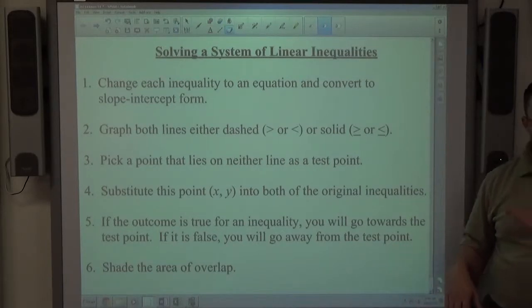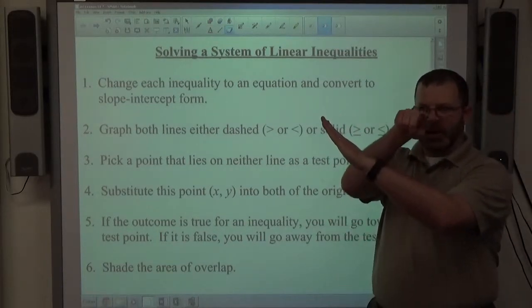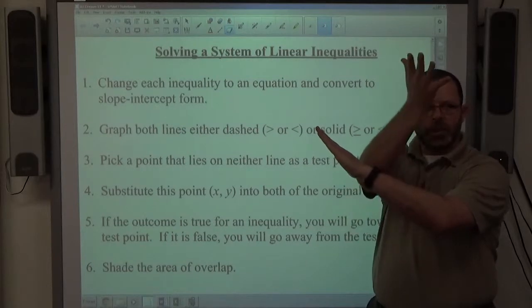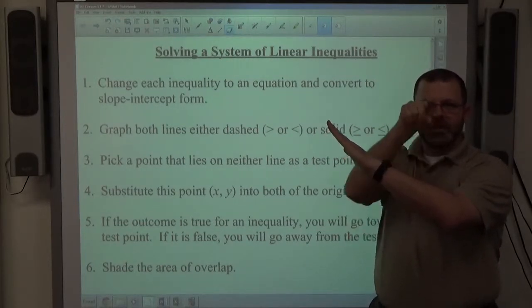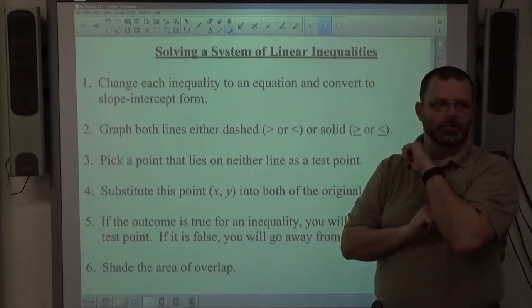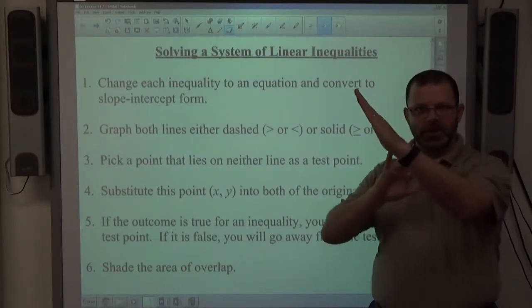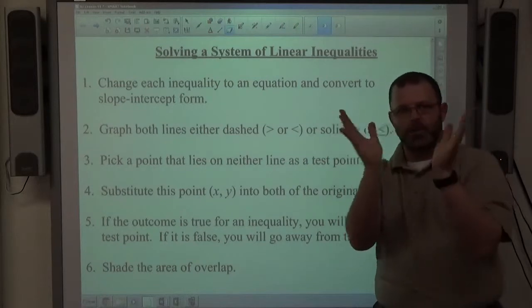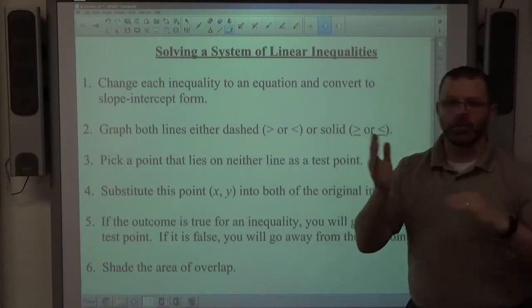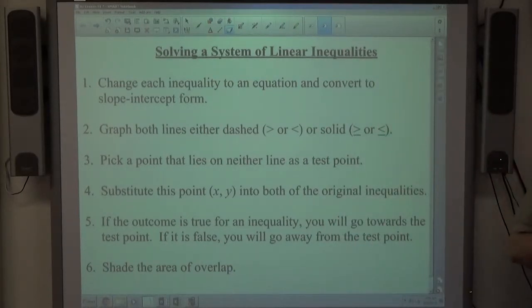So if this is my line and this point is my test point, which is true, I would shade towards the test point. If this is false, I would shade away from the test point. And if you do that for both, let's say we got this line going this way and this line going that way, the truth is up here. So basically you have to identify where the truth is, and you shade it in. And this makes a heck of a lot more sense when we actually do the problem. So that's how we do it.